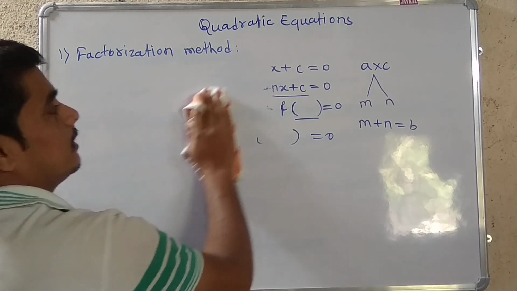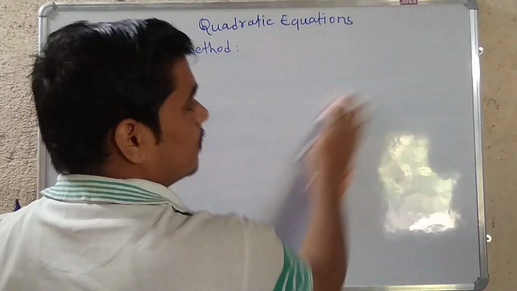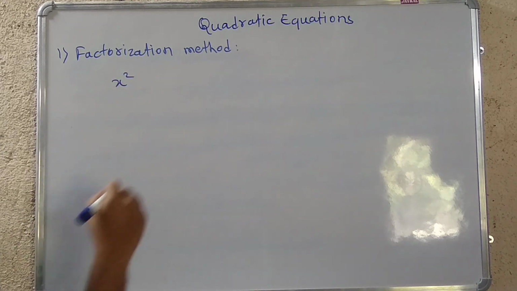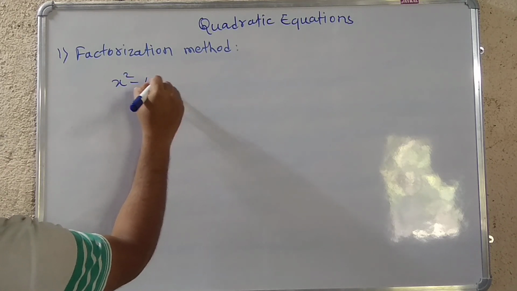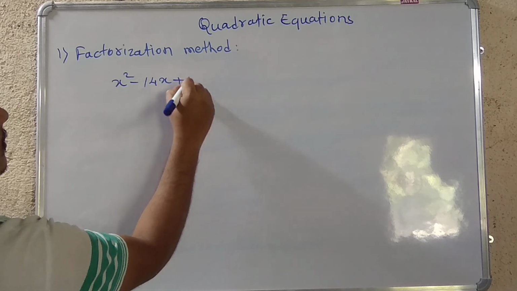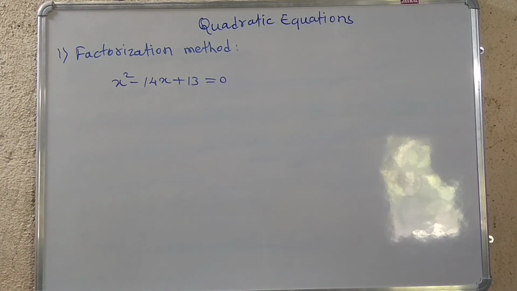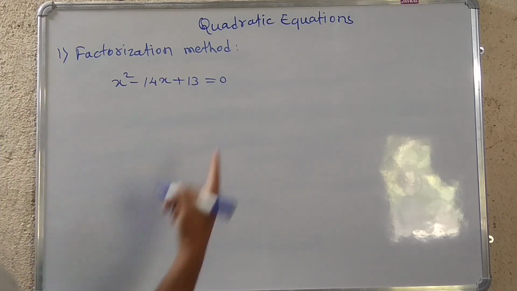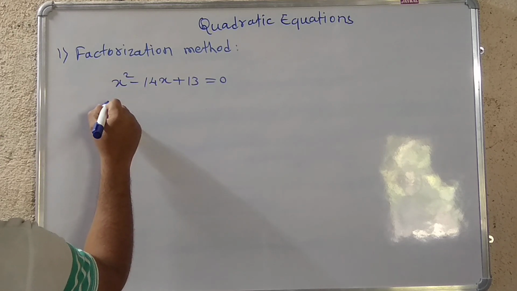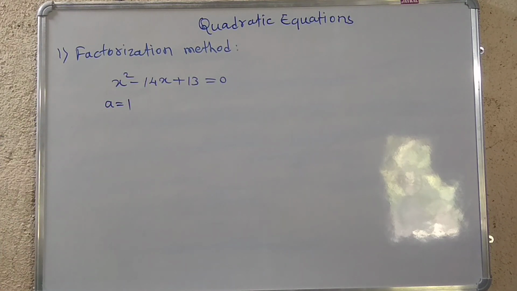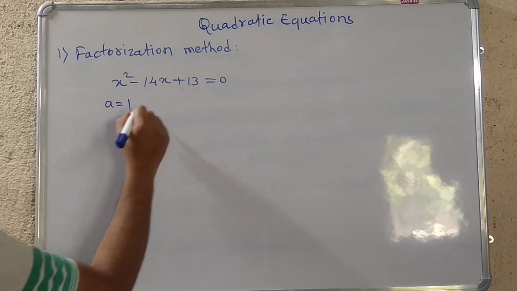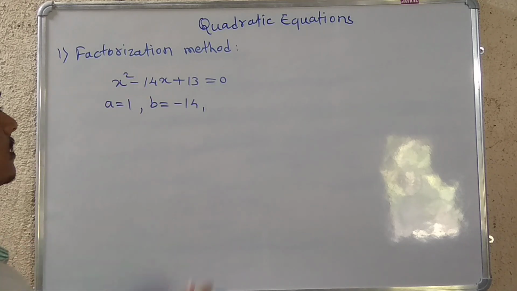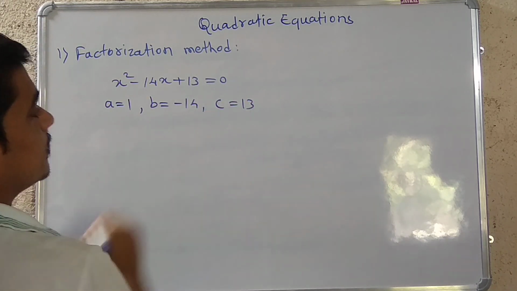Okay, so we'll consider one simplest example and solve it for the value of x. Let's say x square minus 14x plus 13 equal to 0. Our first job is to identify the values of a, b and c. From the equation we get a is equal to 1, which is the coefficient of x square, b is equal to minus 14, which is the coefficient of x, and c is equal to plus 13.